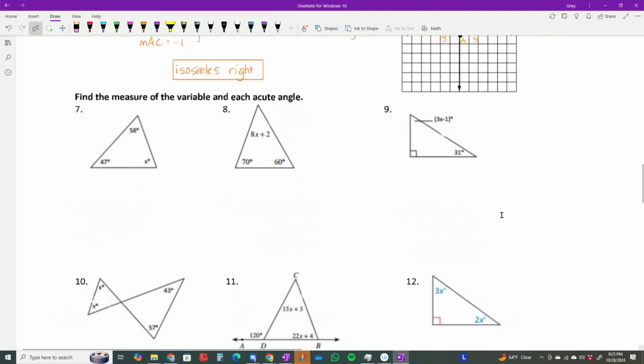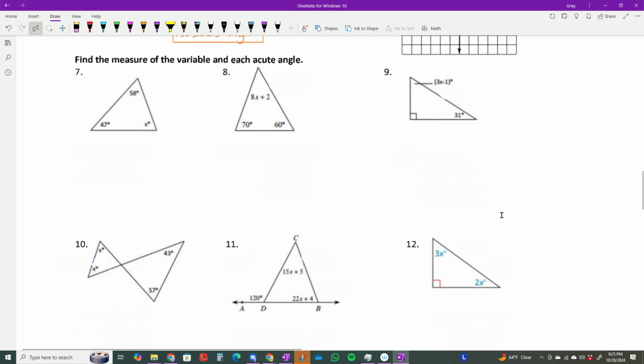All right, solving. Find the measure of the variable and each acute angle. So 47, 58, and x in this triangle, all the angles add up to 180. So remember, you've got to write that setup equation. If you don't write anything else, write the setup equation. 47 plus 58 plus x equals 180. So I'm just going to add up 47 and 58 and subtract it and find out that x is equal to 75. So that is my missing angle.